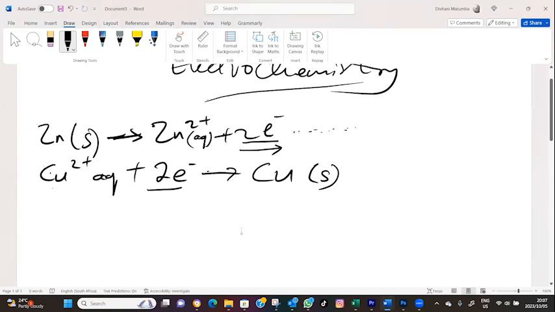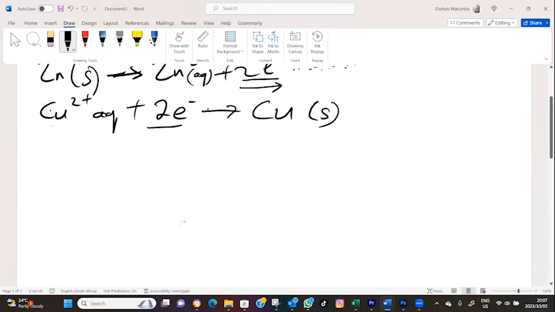Now, electrolysis. With electrolysis, I'm going to give an example of electrolysis. Let's say, for instance, in industry, you would find people from the industry wanting to split the following chemical, this chemical.